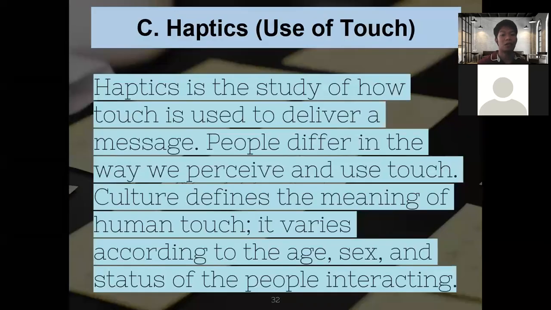Next one, we have haptics, or the use of touch. Haptics is the study of how touch is used to deliver a message. People differ in the way we perceive and use touch. Culture defines the meaning of human touch. It varies according to the age, sex, and status of the people interacting. So basically, when we communicate with other people, we can use touch when we want to say something or we want to convey a meaning to a message.